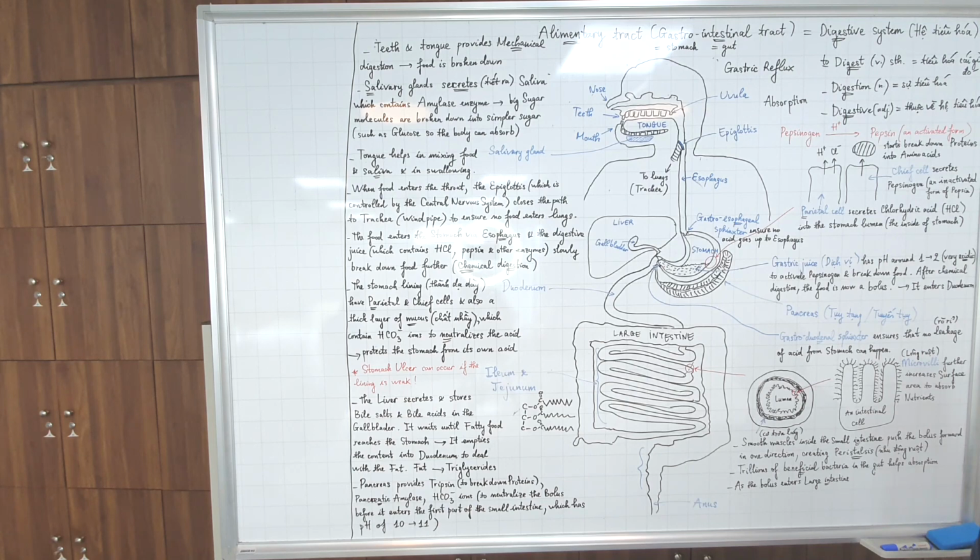Vitamins and water are absorbed further through the large intestine. But basically amino acids, sugar, and fats are all absorbed in the small intestine already.